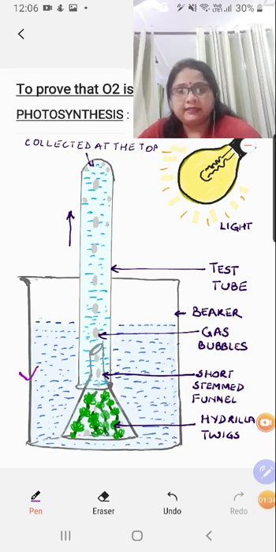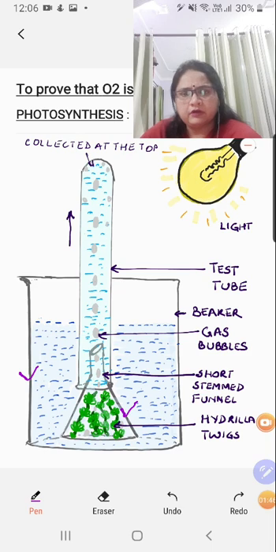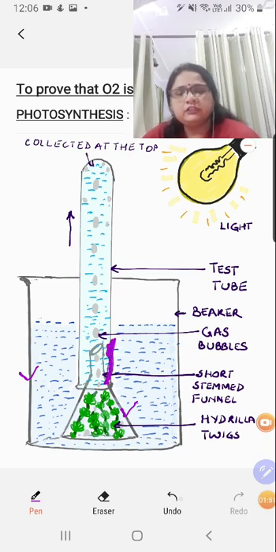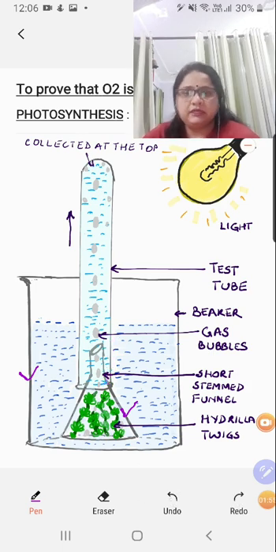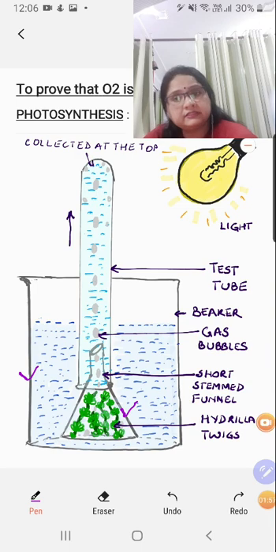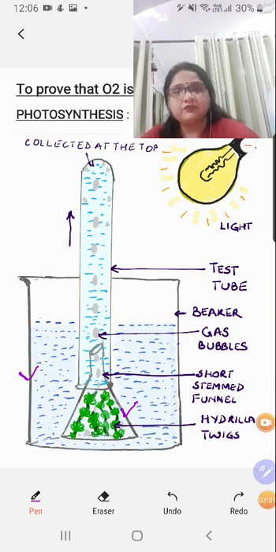And then you see that at the base, this is a short stemmed funnel. The neck of the funnel is submerged in water. Remember that we are taking a short stemmed funnel. That means the length of the stem is very short, so that it submerges under the water present in the beaker. How we have to make this setup, now that's very important. That's why I have used this face cam to make you understand.